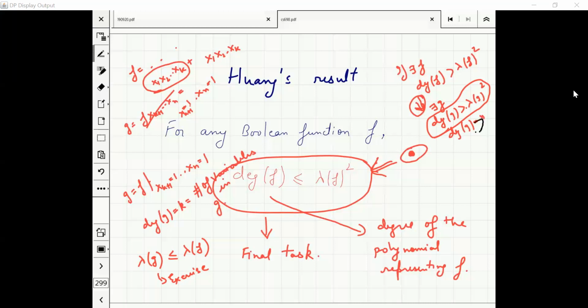Degree of G is full. So we have created a function which has full degree and which still violates Wang's result. There is a small step, this lambda G less than lambda F, but you can do it. I'm giving it to you as an exercise. You should be able to figure this out: that for the sensitivity graph, when you restrict the function, the lambda G just reduces.